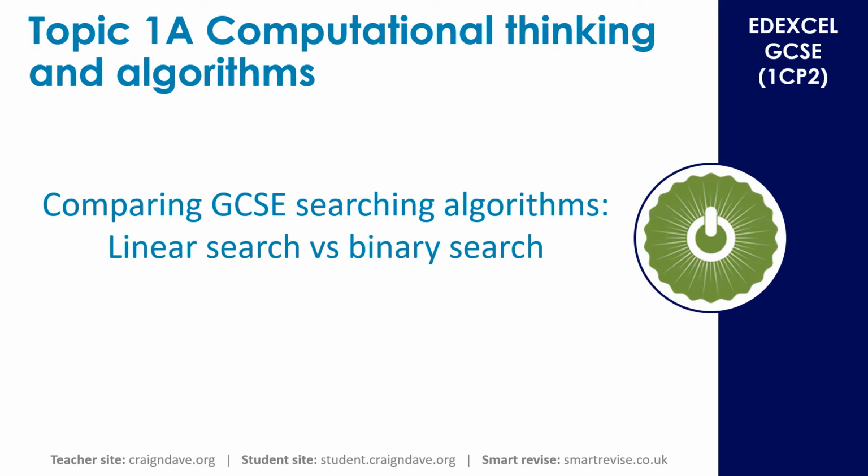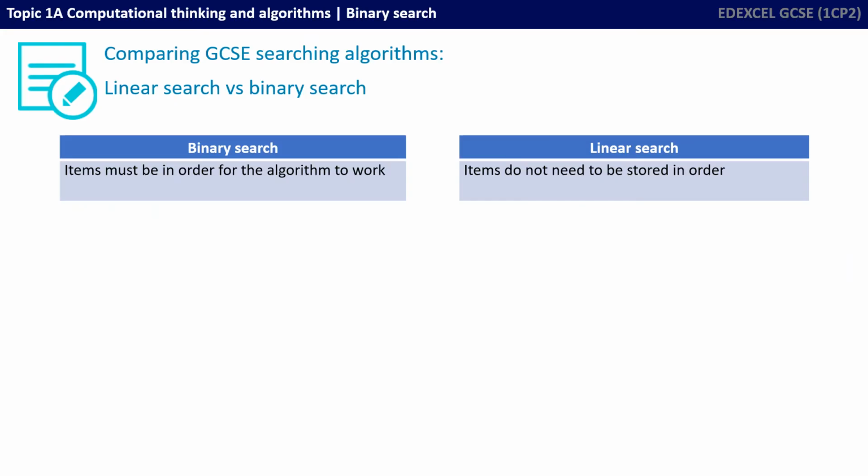So just before we end this video, we're going to have a look and compare the two GCSE searching algorithms that you need to know about, the linear search and the binary search. If you've not watched the video on the linear search yet, you should go back and watch that now before watching the rest of this video. So on the left we have our binary search and on the right our linear search.